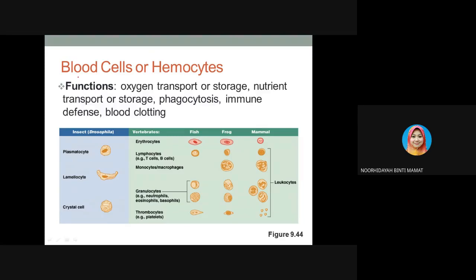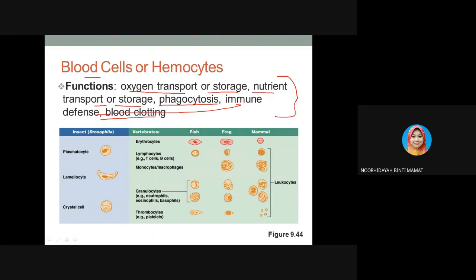We move to the blood cells. Just now was the protein component of blood; these are the blood cells, which we also call hemocytes. Blood cells function in oxygen transport or storage, nutrient transport or storage, phagocytosis, immune defense, and blood clotting. So these are the functions of blood cells.